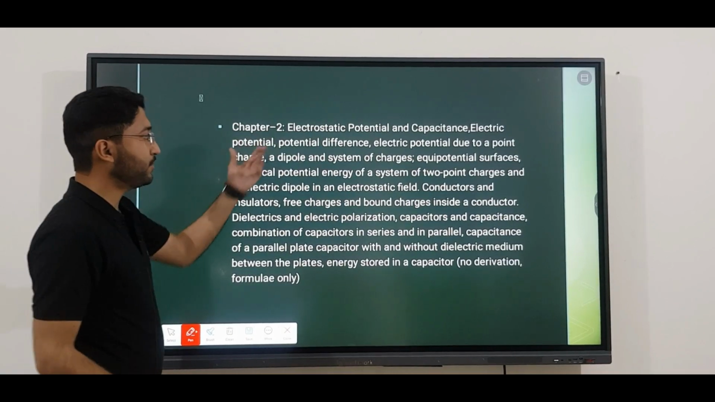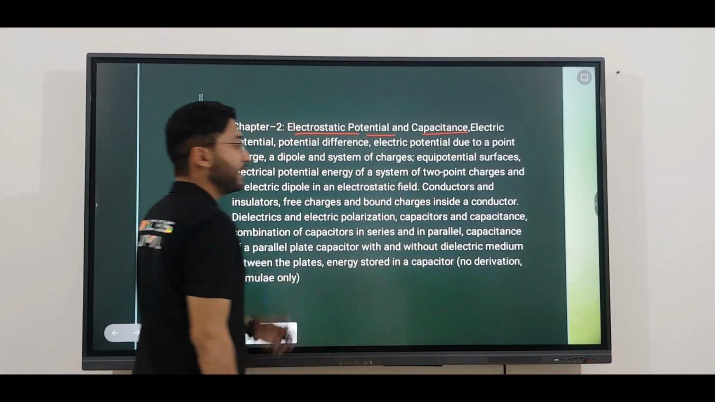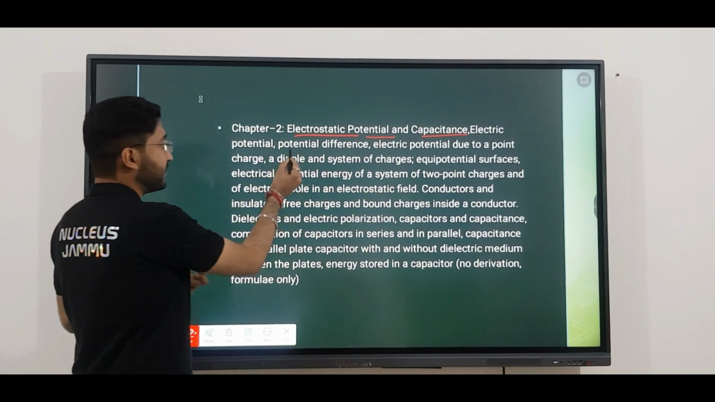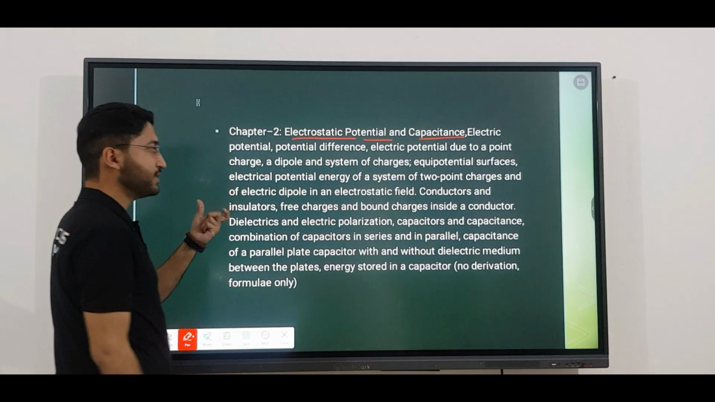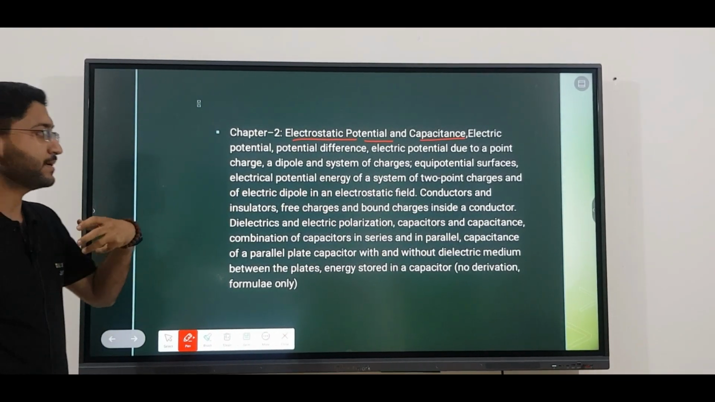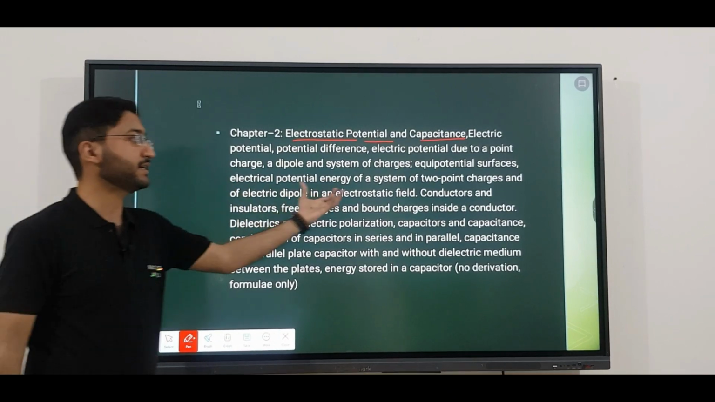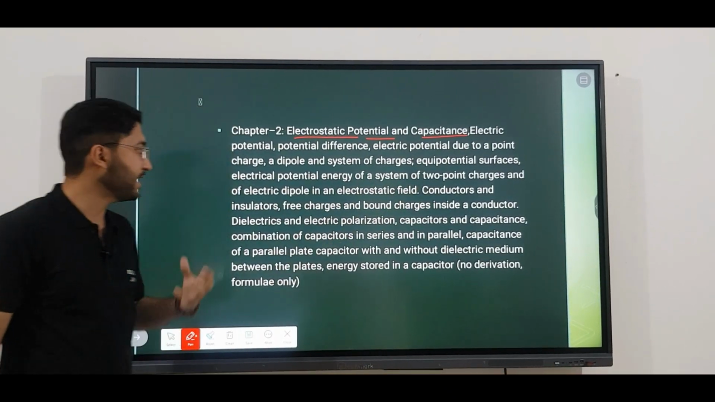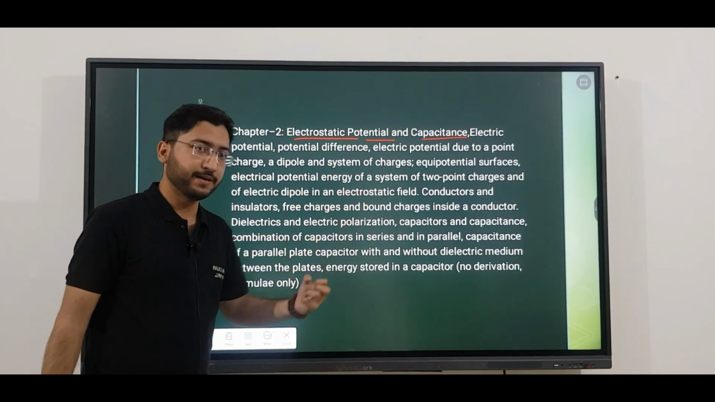Now from chapter 2 there is electrostatic potential and capacitance. Electric potential comes under it, potential difference, electric potential due to a point charge, a dipole and system of charges, equipotential surfaces, electric potential energy of a system of two point charges, and of an electric dipole in an electrostatic field.